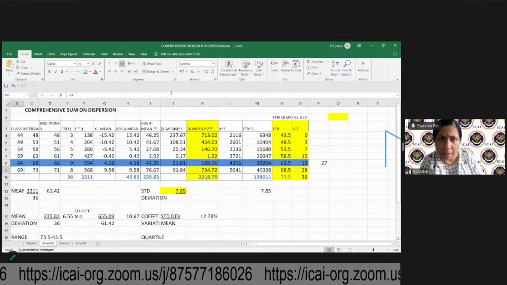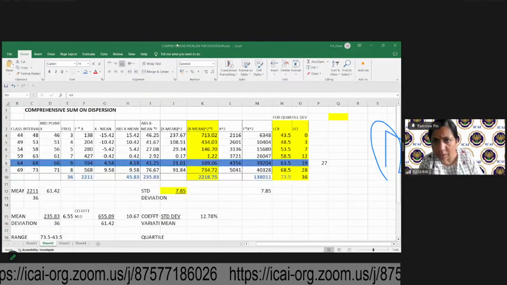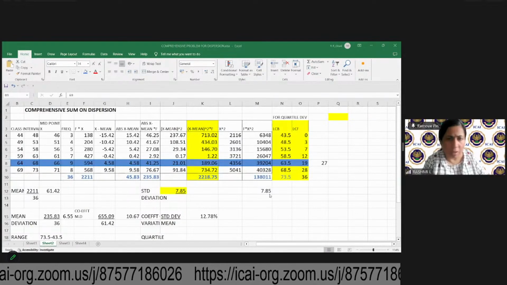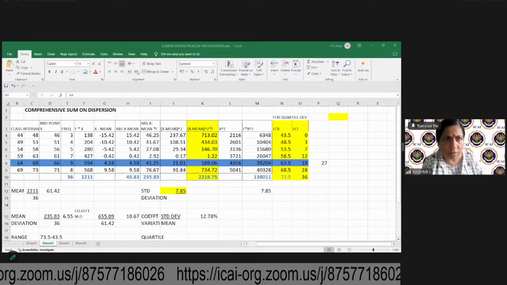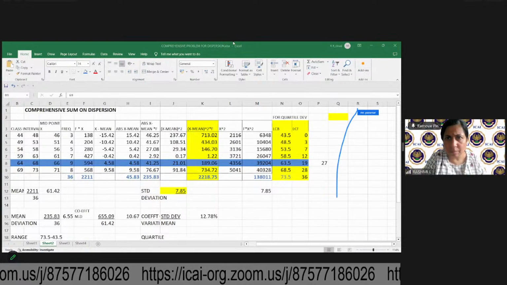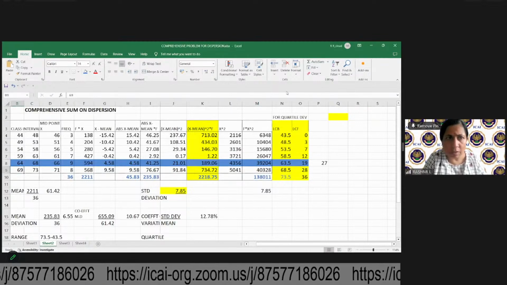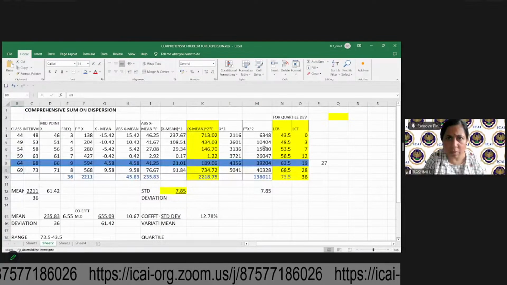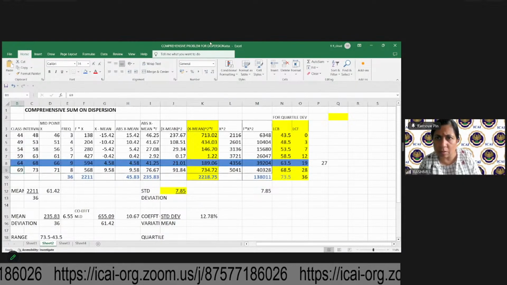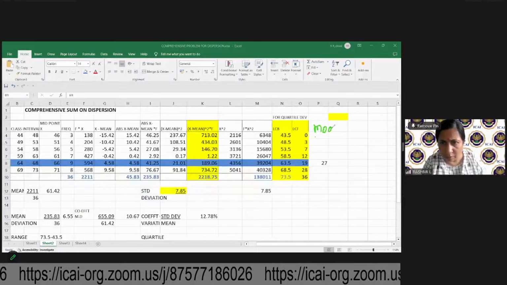Okay. Now what is the first thing you should do? Yeah, now you can see. Yes. What is the formula for this thing? Okay. Mode. So what is the formula for mode?